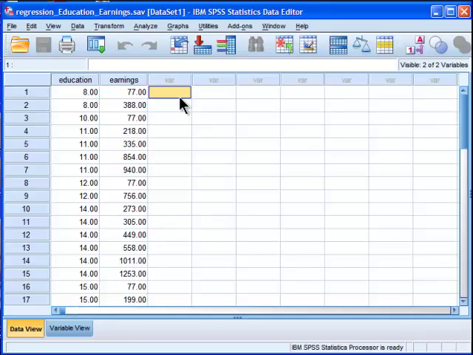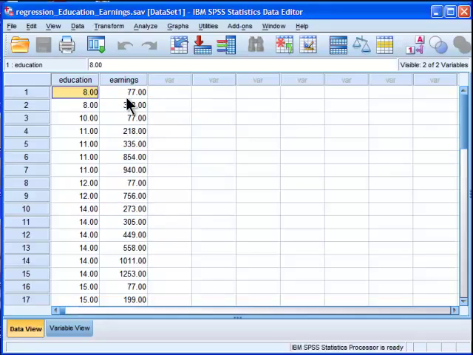Now linear regression is a model-based technique that is an extension of Pearson correlation. So I'm going to assume that you already know how to do a Pearson correlation in SPSS, as this is a little more complicated and involves a few more terms in its output.